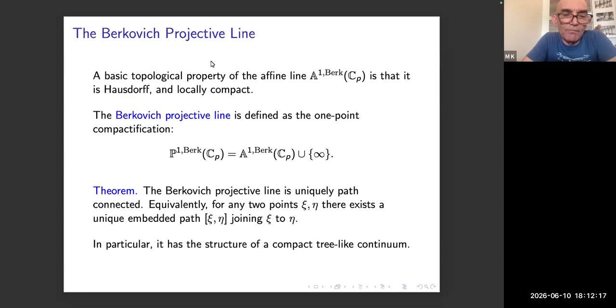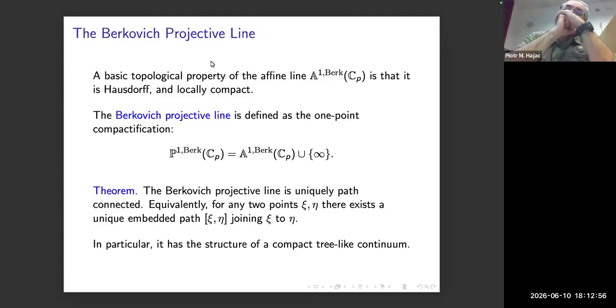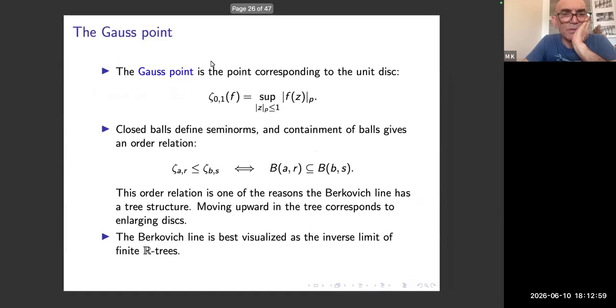The property of this is that the Berkovich projective line is uniquely path connected, namely to any two points there exists a unique path. For any two points zeta and eta of these multiplicative seminorms, there exists a unique embedded path joining zeta to eta. You can imagine this in the form of a tree, but a tree that has a metric. It's an R-tree, a compact tree like a continuum. So this is the kind of thing that we want to work with.